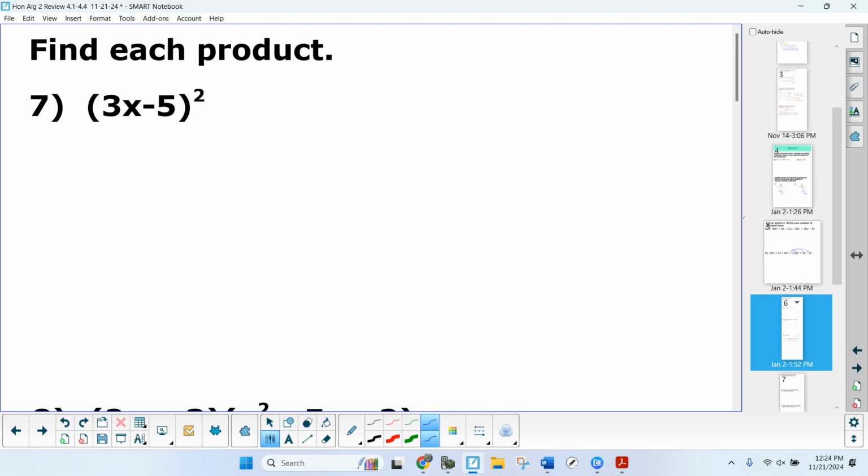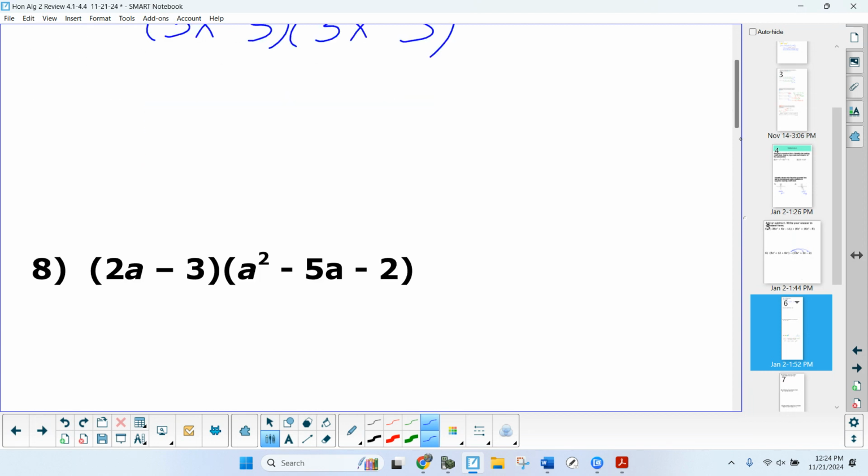Okay. What does it mean when you see a binomial squared? FOIL. Yeah, you have to write it how many times? Twice. And you have to FOIL. All right, are we good there? Okay. Then we got to this one.